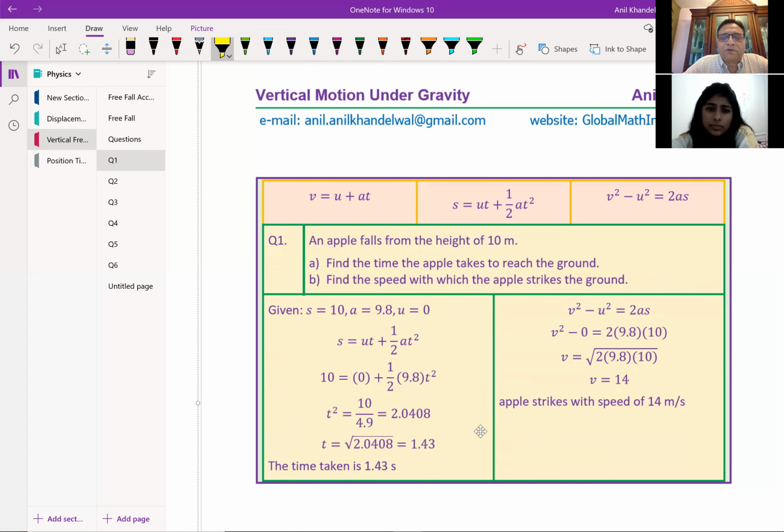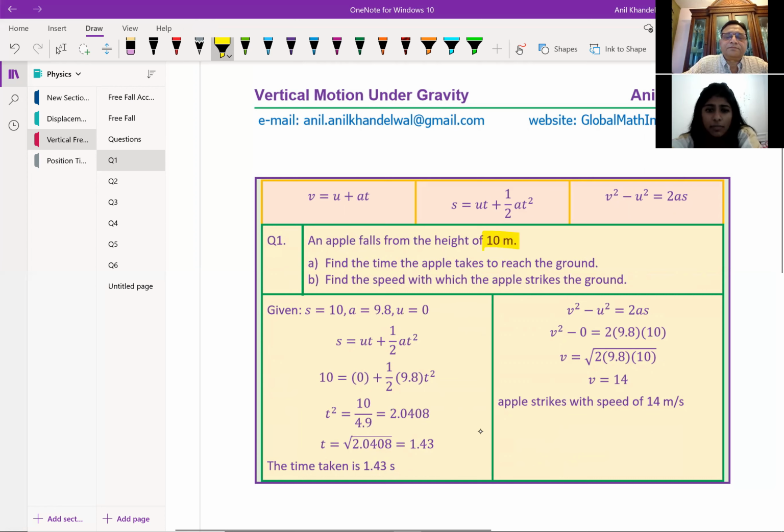So please read question number 1 and tell me how you will solve it. Okay. An apple falls from the height of 10 meters. A, find the time the apple takes to reach the ground. So we need to find the time, so we need an equation with t in it. It can't be the last one. We got the height of 10 meters, so S is 10. So we need an equation with S and T, which is the middle one.